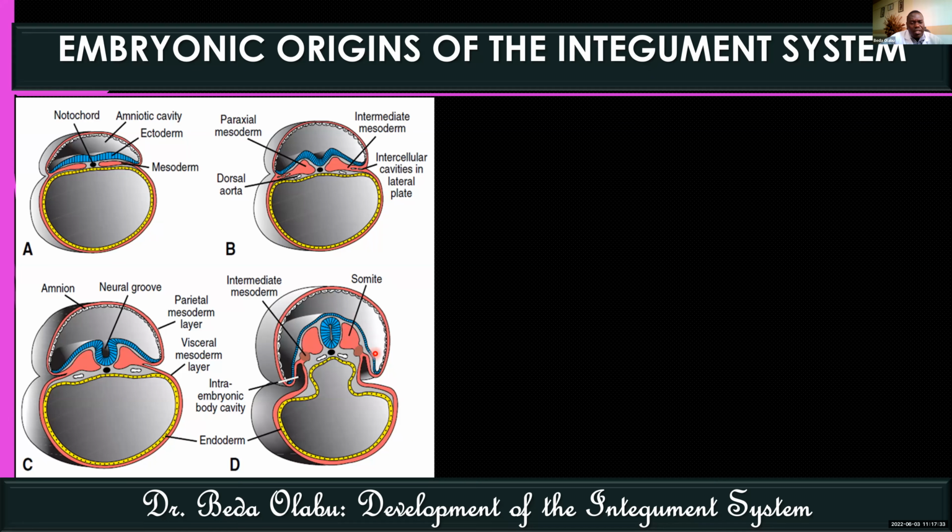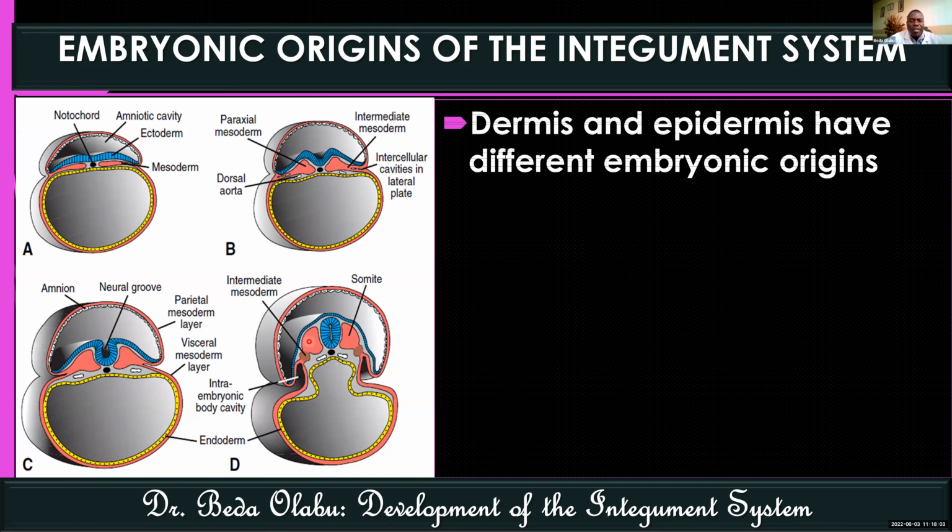As the embryo folds, the surface ectoderm will cover the whole embryo in a cylindrical manner, as you can see almost there in that last image. Beneath the ectoderm is the mesoderm, which has 3 parts: paraxial mesoderm, intermediate mesoderm, and lateral plate mesoderm, which has 2 layers, the somatic and the splanchnic layer. So those are going to be important in your understanding the embryonic origin of the skin.